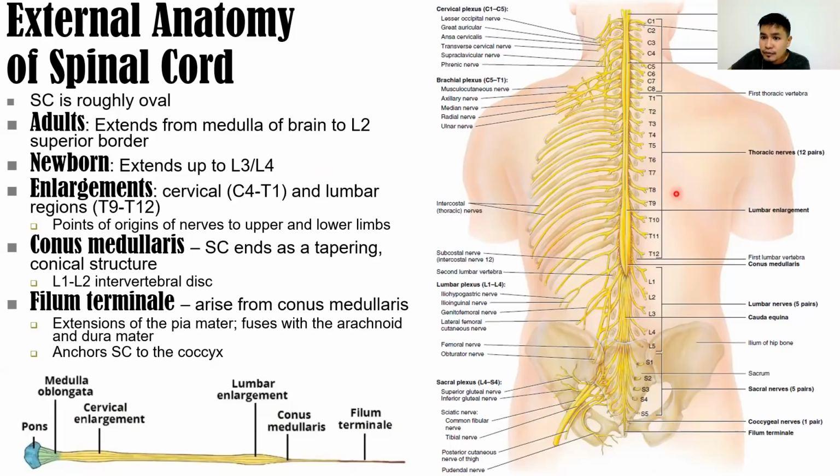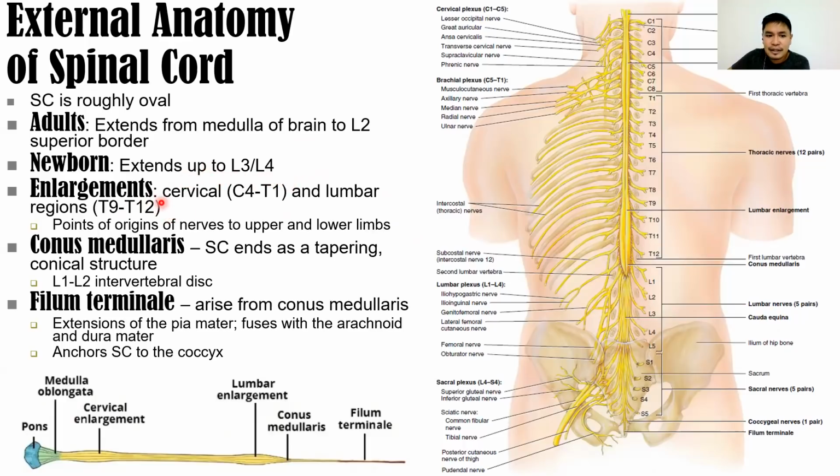So this is the posterior view. This is your spinal cord from the medulla oblongata, which is the lowermost part of your brainstem, extending downward up to the superior border of your L2. In newborns, it extends up to L3 or L4.